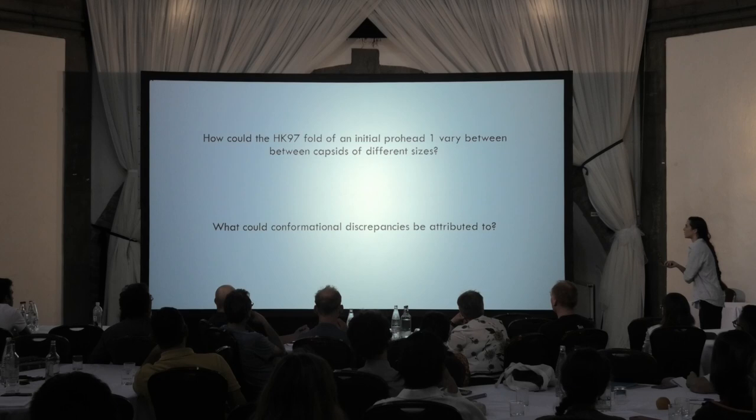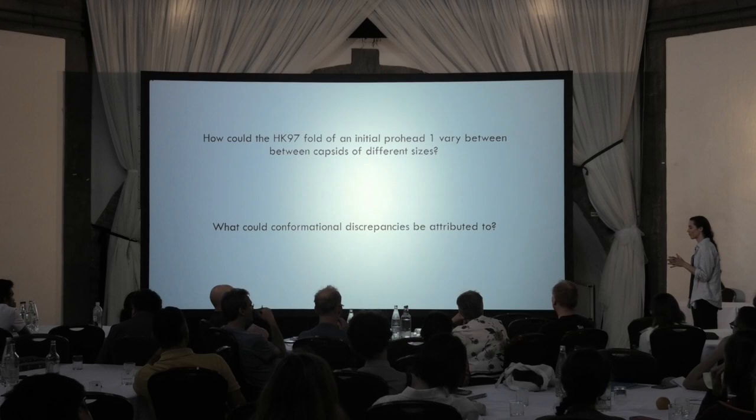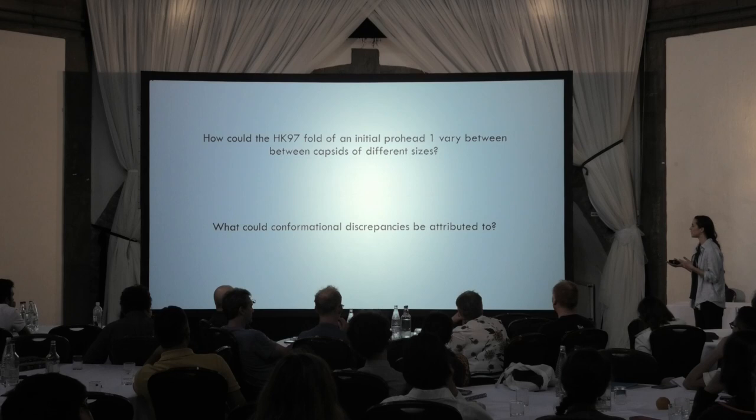So we compared prohead 1 and prohead 2. We have further questions, of course. We're curious how HK97 folds, and how the scaffold is varying between capsids of different sizes. Like, we're interested in T=9 and T=7, how is that facilitated? And what's the difference in our subunits?